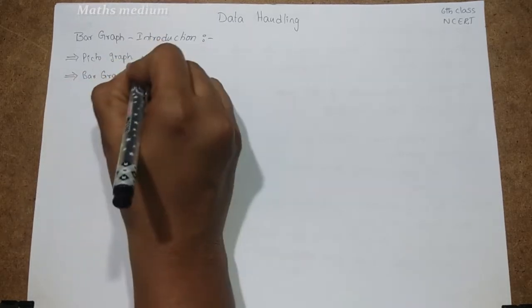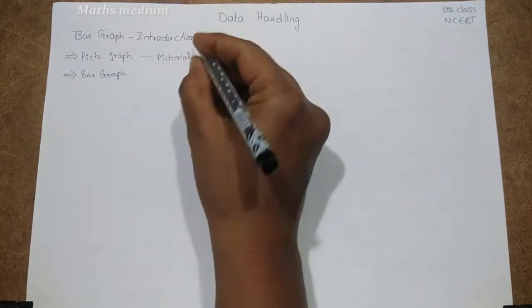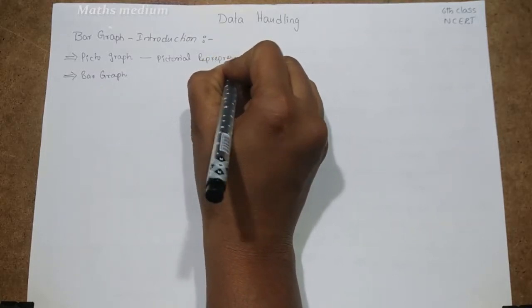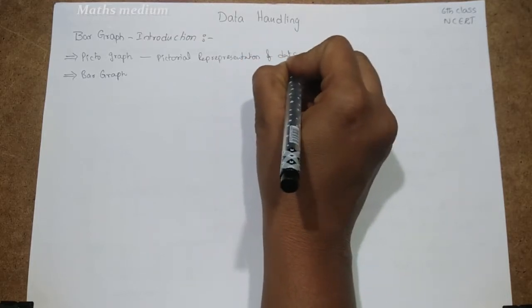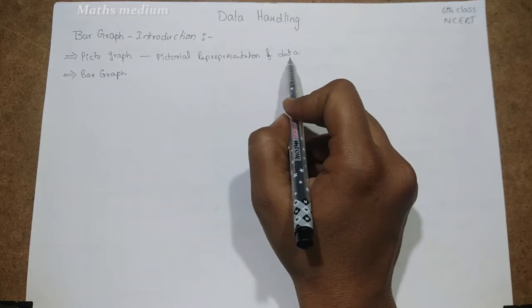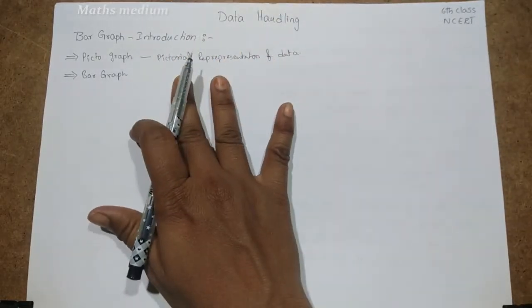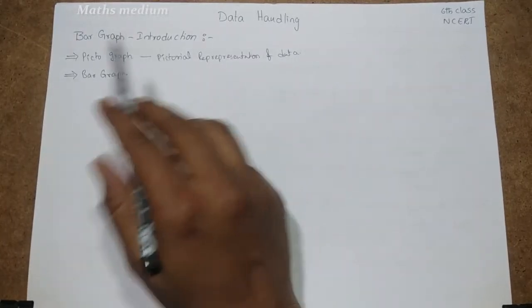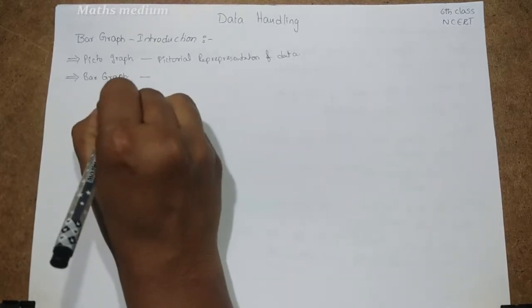We know that a pictograph is nothing but a pictorial representation of data, right? So if any data is given, it will be represented in the form of pictures, but in all cases we cannot represent data pictorially because sometimes it may be difficult. So at that time we have to move to the bar graph. The name itself tells us it is bars in the form of a graph.